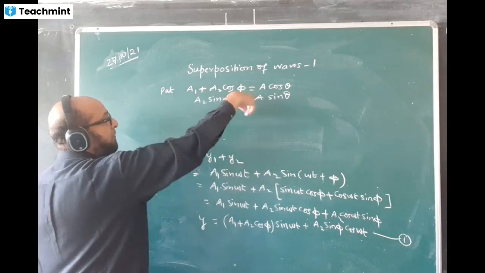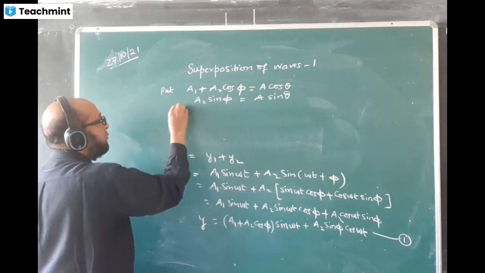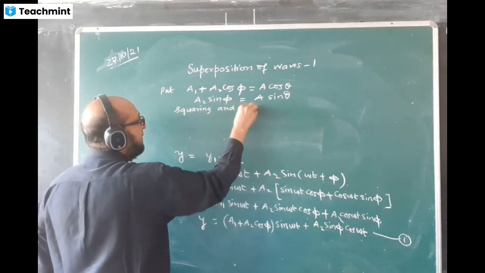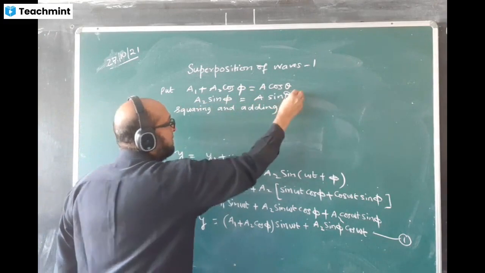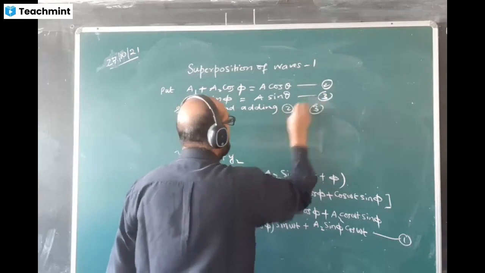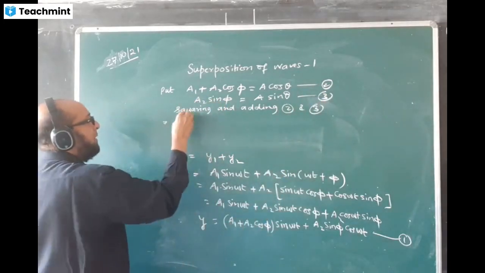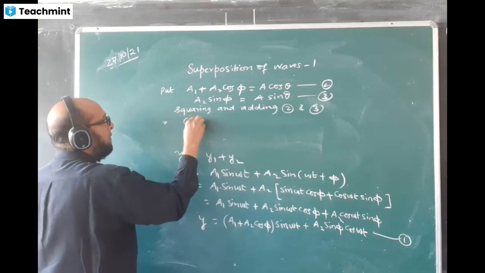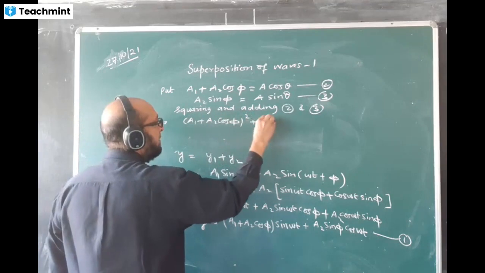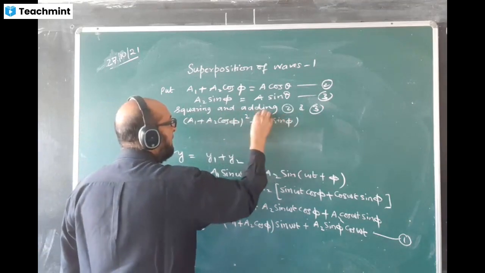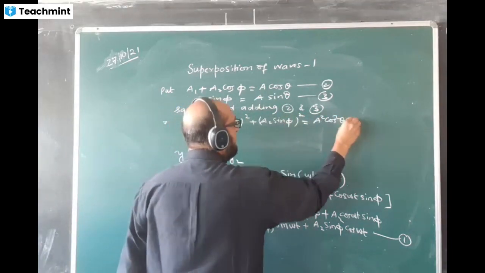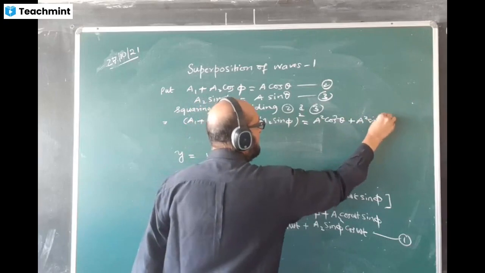Let us find the value of A from this equation. Square and add, that is, squaring and adding. This is maybe equation number 2, this may be equation number 3. If we do squaring here, it will become A1 plus A2 cos phi whole square plus A2 sin phi whole square, equal to A square cos square theta plus A square sin square theta on this side.